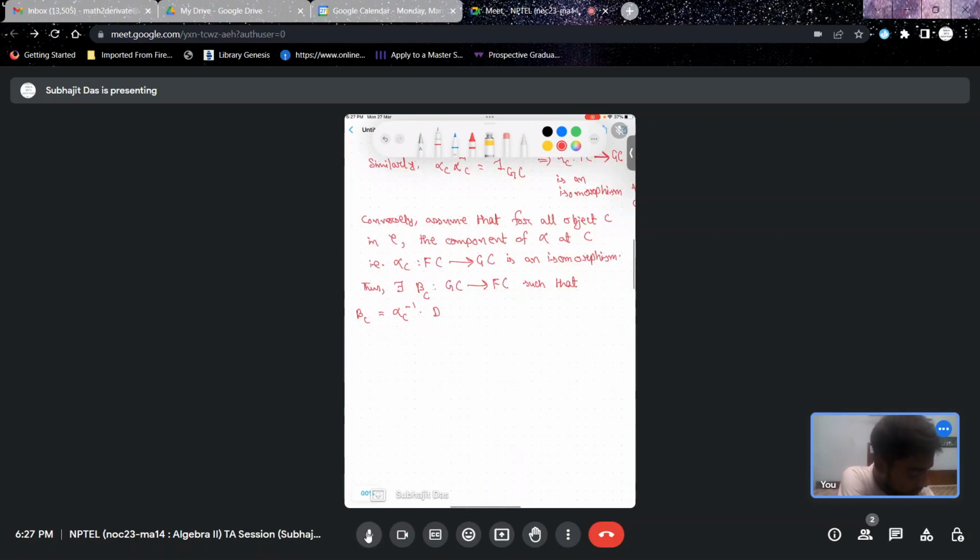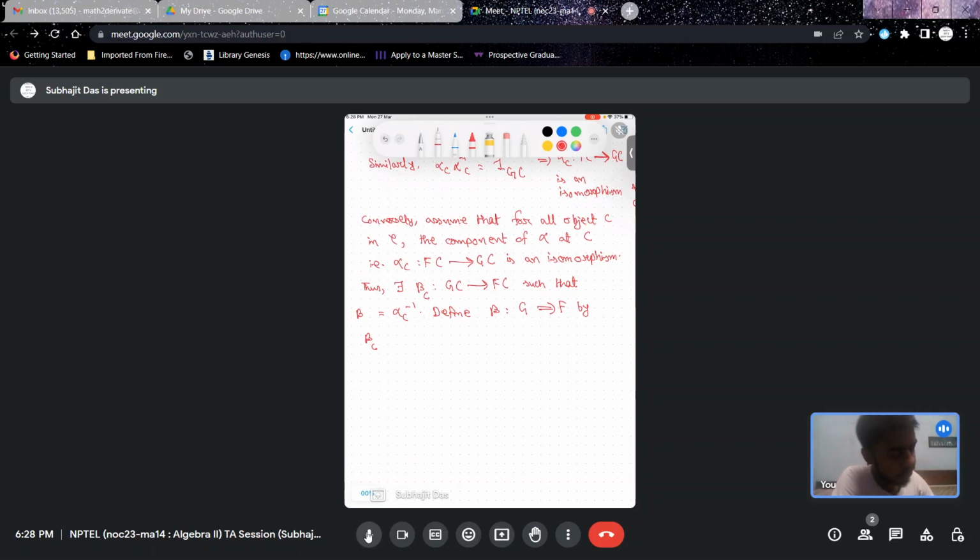So we define a natural transformation. I shouldn't say natural transformation yet, as we haven't checked that. So define beta from G into F by beta at any object C in our category. Okay, I should have used a different symbol maybe.